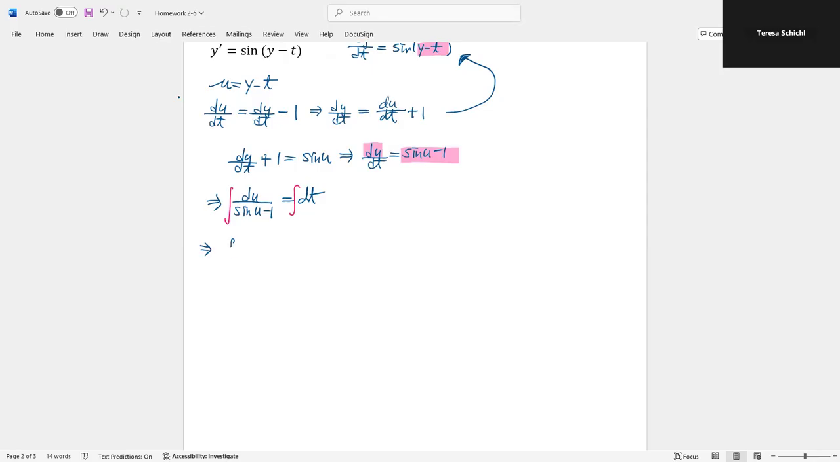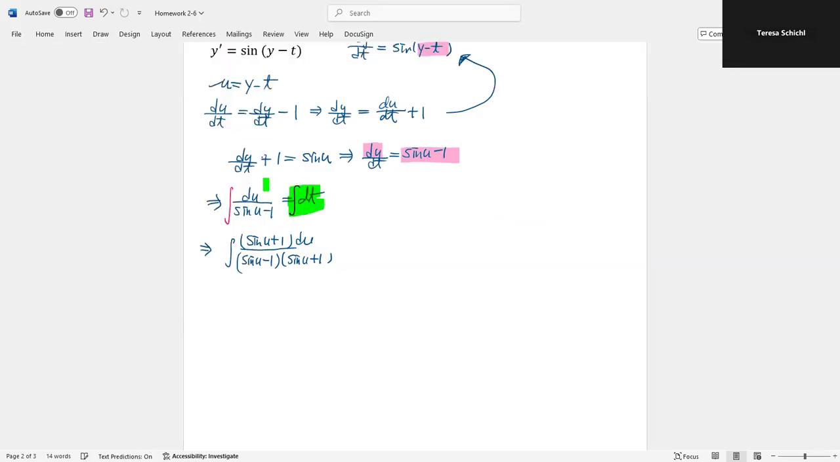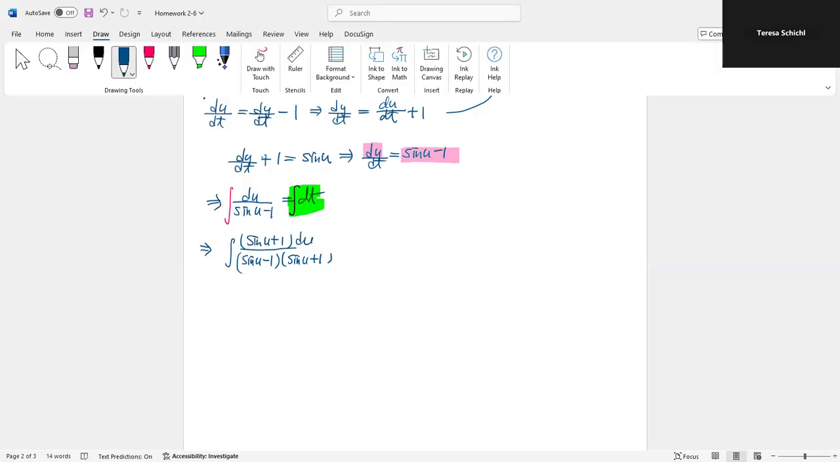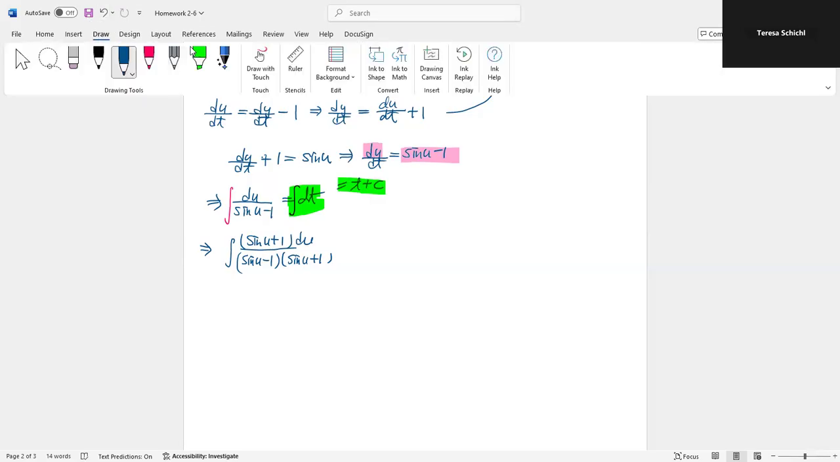So what I need to do here, I think I will do this: I will multiply by sine u plus 1 over sine u plus 1. So here this is sine u plus 1 du. This part is easy. Let me just write it here. This is just t plus c. Later we will substitute back. All right, so this is t plus c.